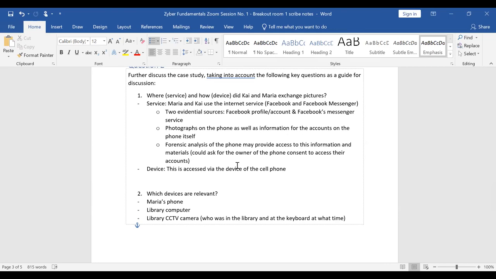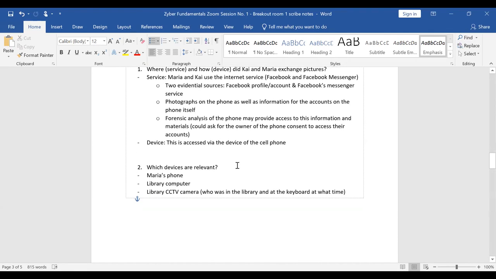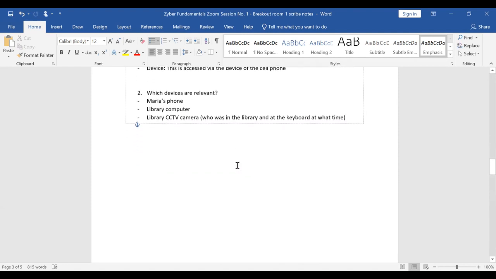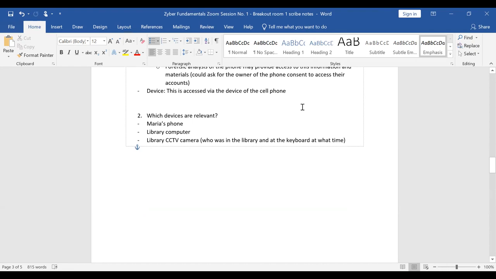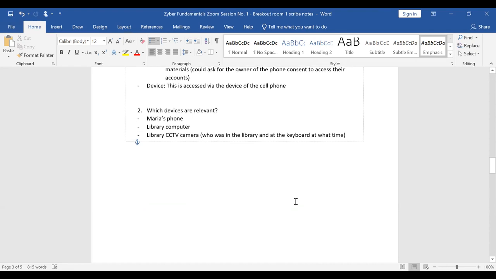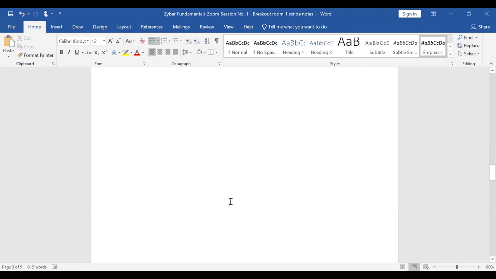So the devices, we think that whatever devices they use to conduct the exchange of the photo or that are involved in sending the picture. Which devices are relevant? We came up with Maria's phone, the library computer, and also the CCTV camera at the library.